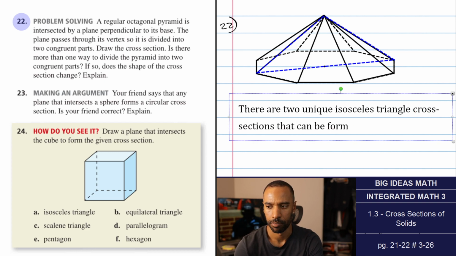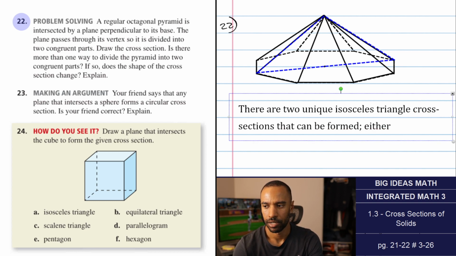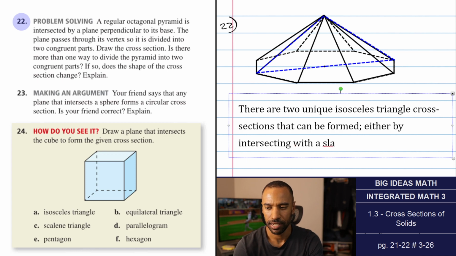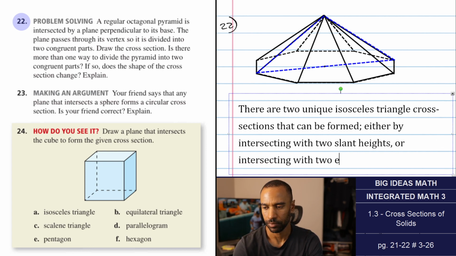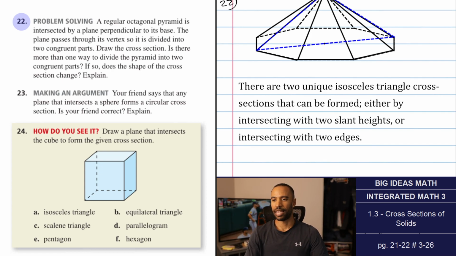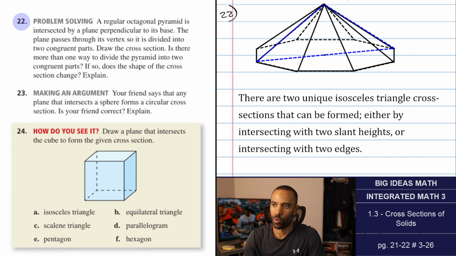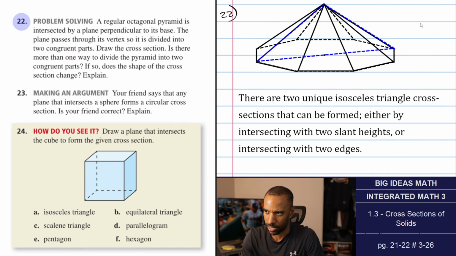That can be formed either by intersecting with a slant height, with two slant heights, or intersecting with two edges. So that's kind of it. There was one, and I did another before. Let me draw it again. I'll do it in green.